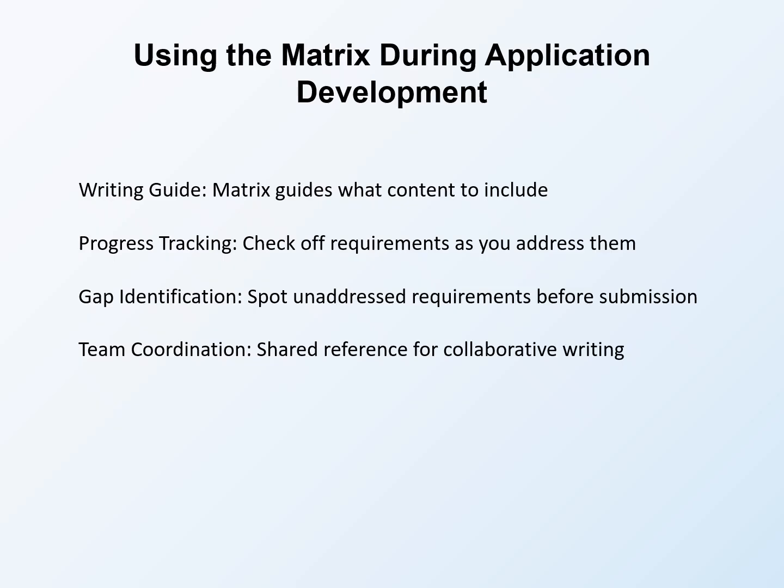Writing guide function uses the matrix to guide what content to include. As you write each section, reference the matrix to ensure you address all requirements assigned to that section. The matrix prevents overlooking requirements while writing. Progress tracking checks off requirements as you address them. Maintain a verification column that you update as drafts are completed. This tracking shows completion progress and highlights remaining work.